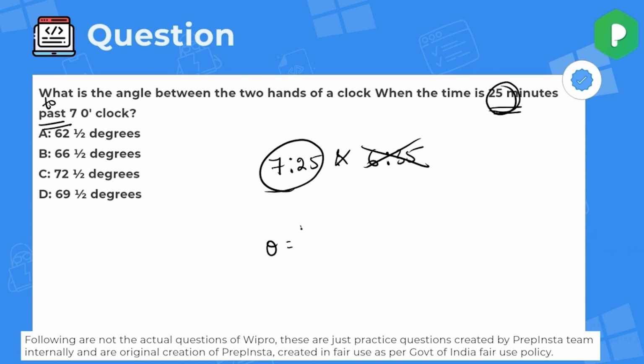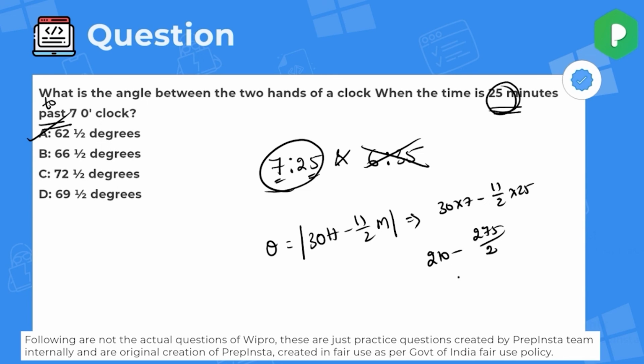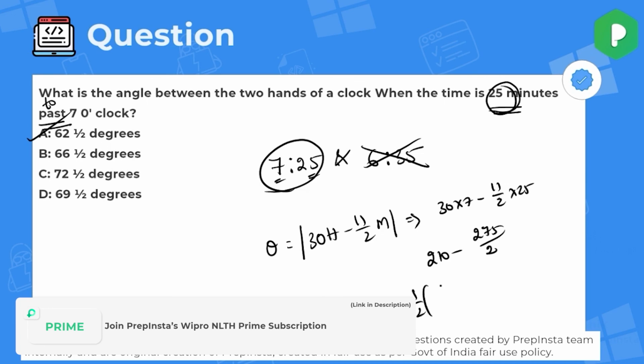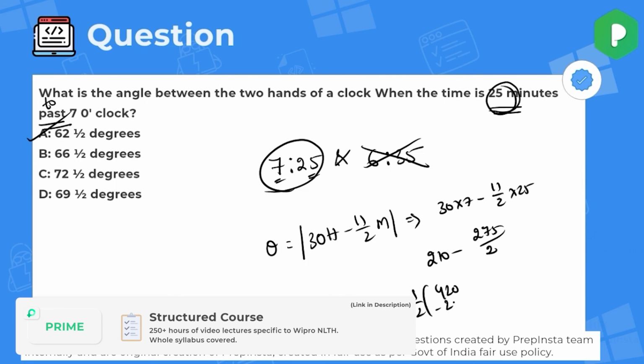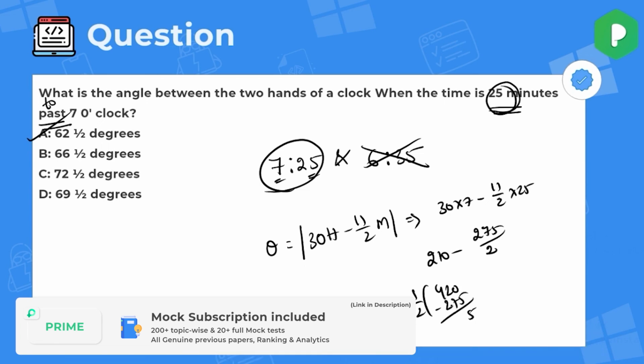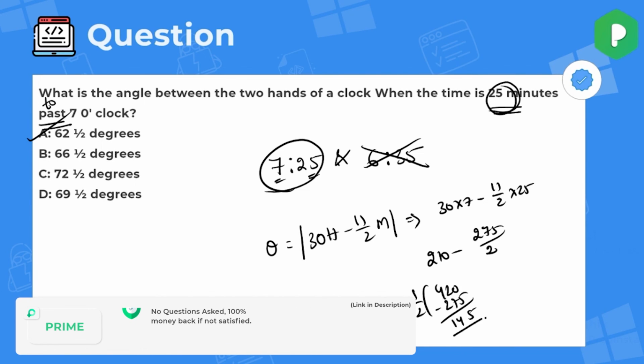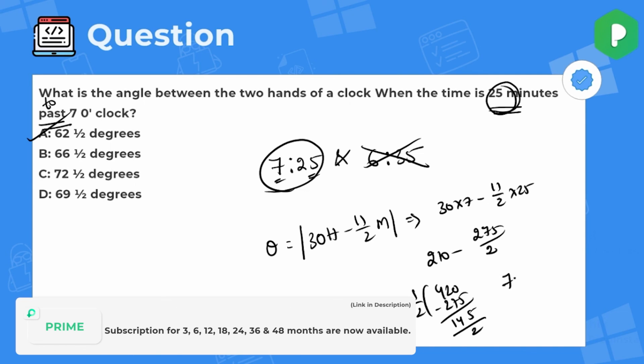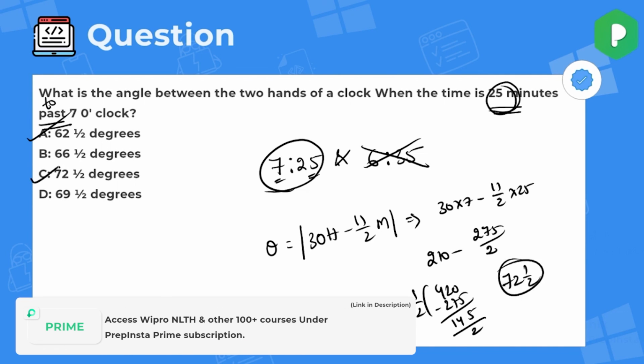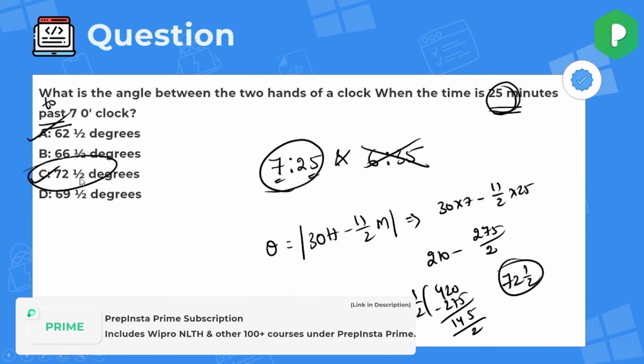We all know the formula: theta equals 30h minus 11 by 2 m. Substitute the values of hours and minutes. Simply 30 into 7 minus 11 by 2 into 25. So 210 minus 275 by 2. Take 1 by 2 common: 420 minus 275 gives 145 by 2, which is 72 and a half. So 72 and a half is your answer. Option C is correct.